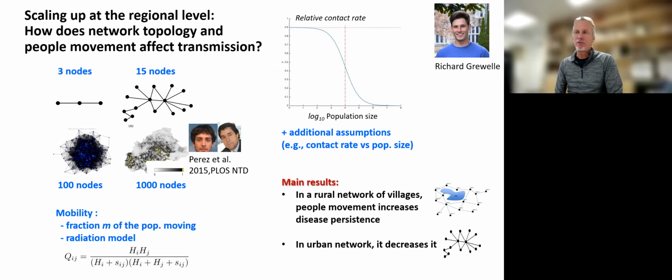And what Richard found is that in a rural network of villages, people movement increased disease persistence. So that type of movement, village to village, is actually really relevant to maintain the disease. But when we scale out to the national level and look at an urban network with some very absorbing nodes like Dakar, the capital of Senegal, in that specific case, mobility might actually decrease transmission, because people spend more time in cities and less time with their feet in the water where they can potentially get infected. These are all theoretical considerations that have some importance.